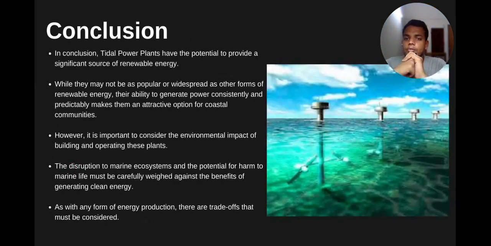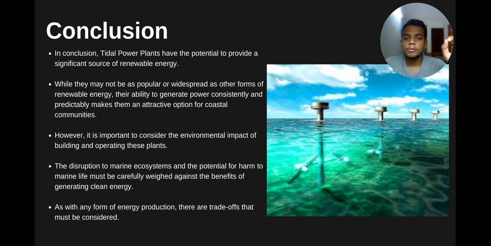Now, moving on to the conclusion. So, what have we learned, and what can we say is the overall summary of this presentation? Tidal power plants have the potential to provide a significant source of renewable energy. The trend of high tide and low tide is not going to stop in the near future. We can all be assured of that, because Earth and Moon are going to exist for a long period of time. So we can say that the energy generated via tidal power plants will last for a long timeline.